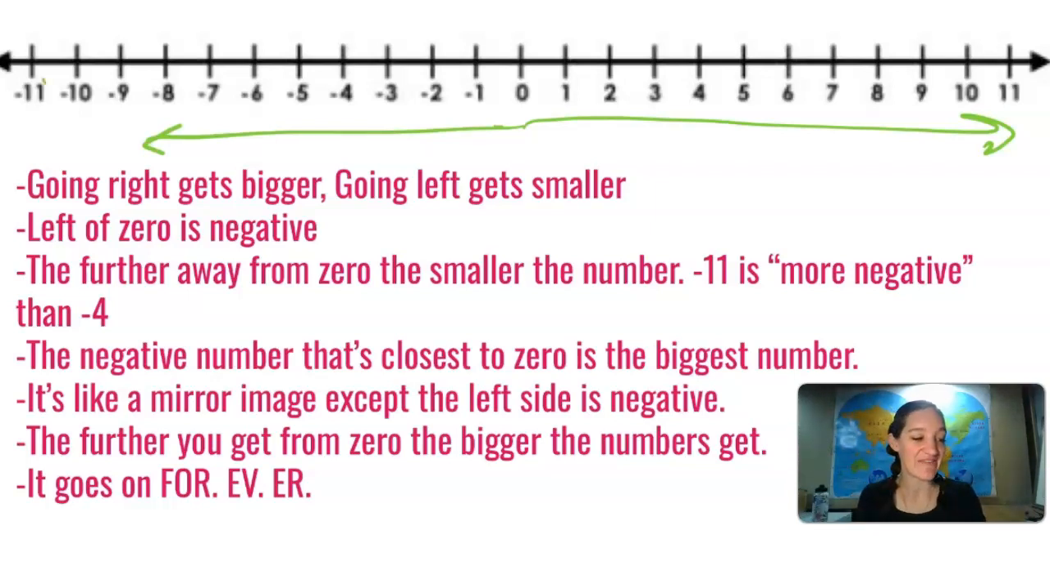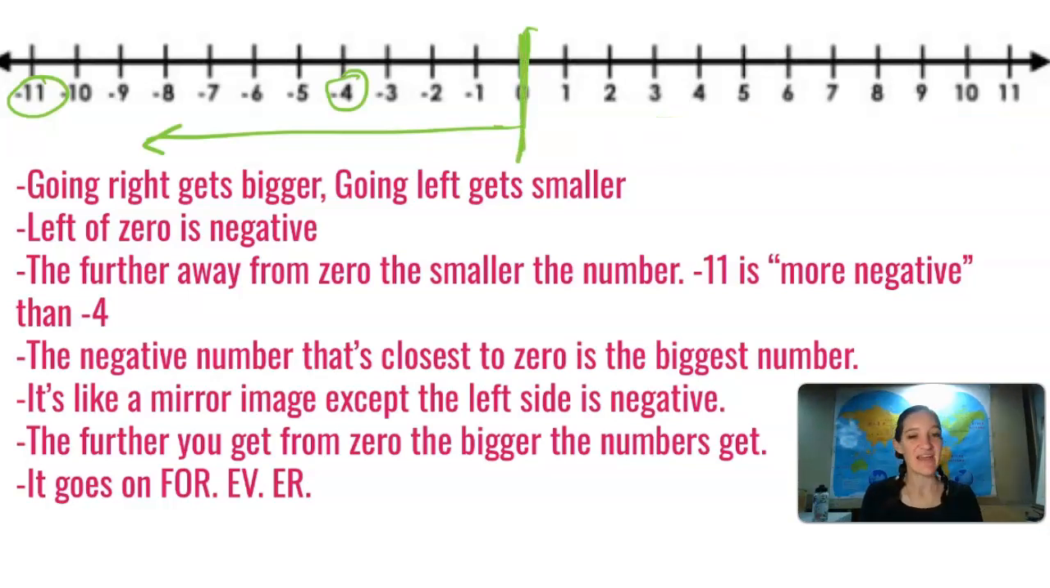So like this -11 is actually more negative than the -4. It's further away. It's a smaller amount. The negative number that's closest to zero then is the bigger number. The closer to zero you get in the negatives, the bigger the number is. Okay? Do you notice it's like that mirror image? Like zero is the mirror, and they are looking at each other. The opposites are looking directly at each other. They're the equal distance away from zero.